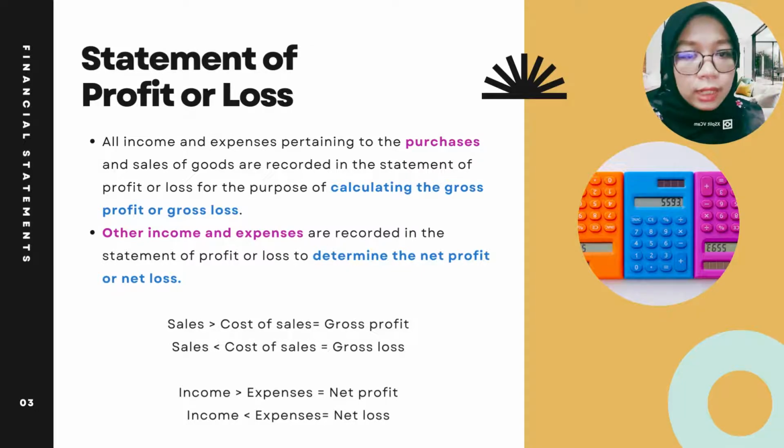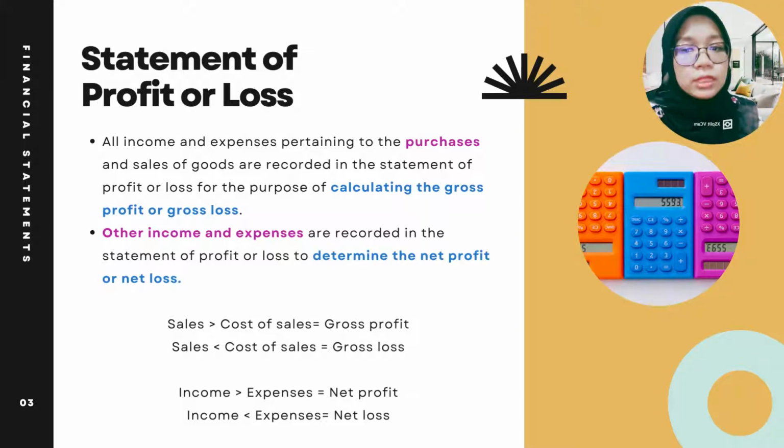And then other than purchase and sales amounts, we should also record other income and other operating expenses in the statement of profit or loss in order to determine the net profit or net loss. So from the gross profit, we should plus other income and then minus other expenses or operating expenses, and then we can get the figure of either net profit or net loss.